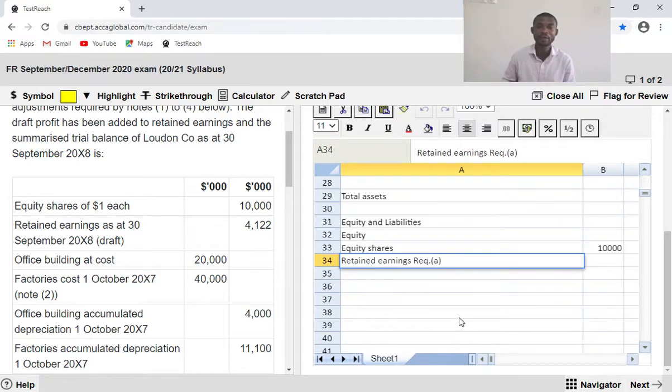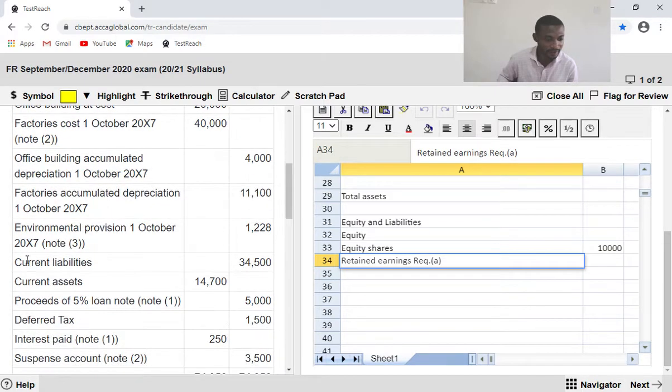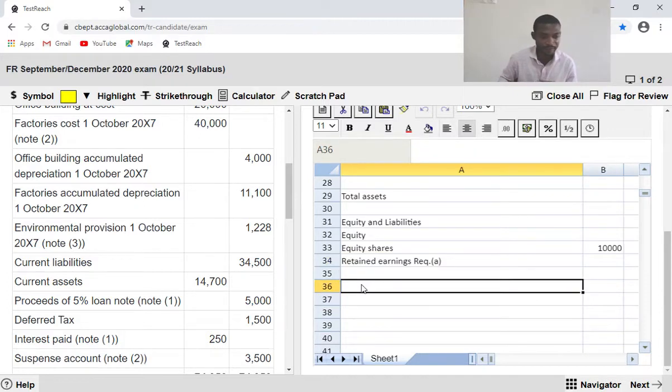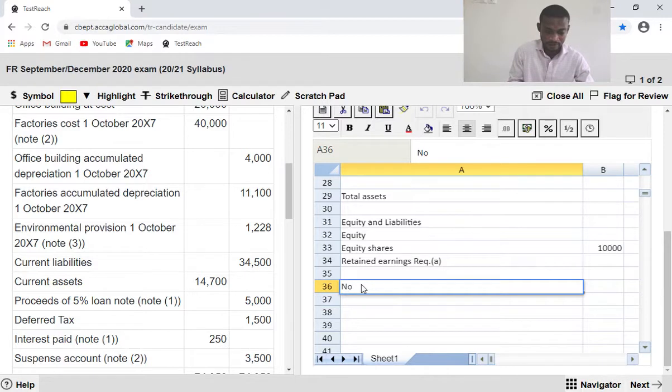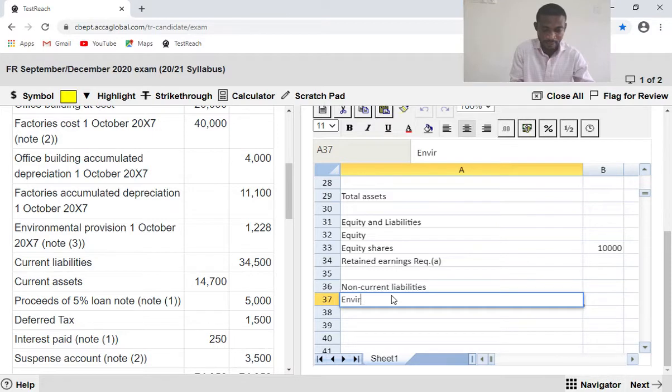I'm building the pro forma, very important for the exam. Now the next thing I will look at is the environmental provision, which should be a non-current liability. So I'll say non-current liabilities. Liabilities are very simple, and you need to practice. With practice, you get better and you improve your chances of passing. So I'll write here under it environmental provision.